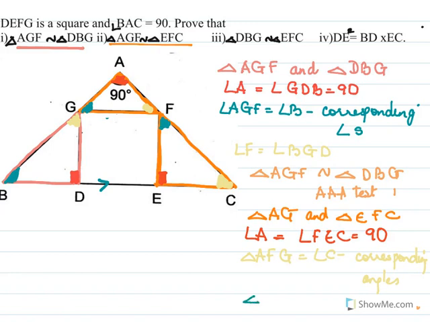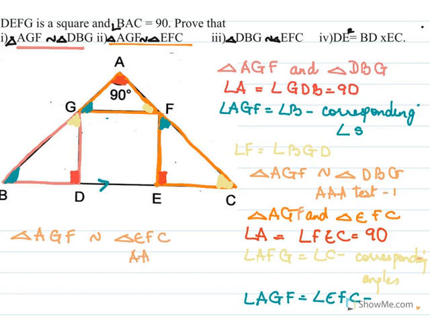So this is angle, not triangle, this also is angle. So now we write angle AGF equal to angle EFC. Therefore the two triangles are similar, that is triangle AGF, that is F here, is similar to triangle EFC, again by the AA test. Here we'll put equation 1, this is equation 2.